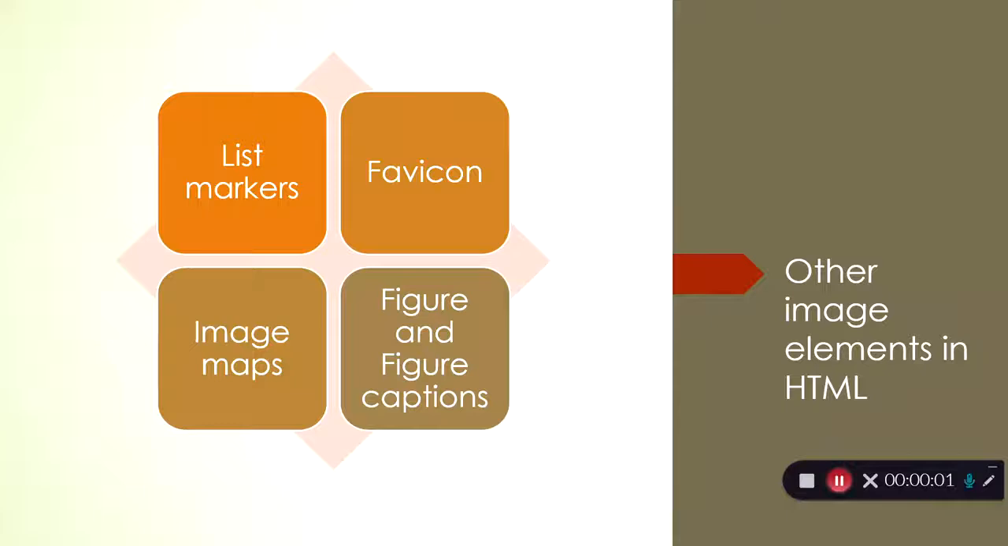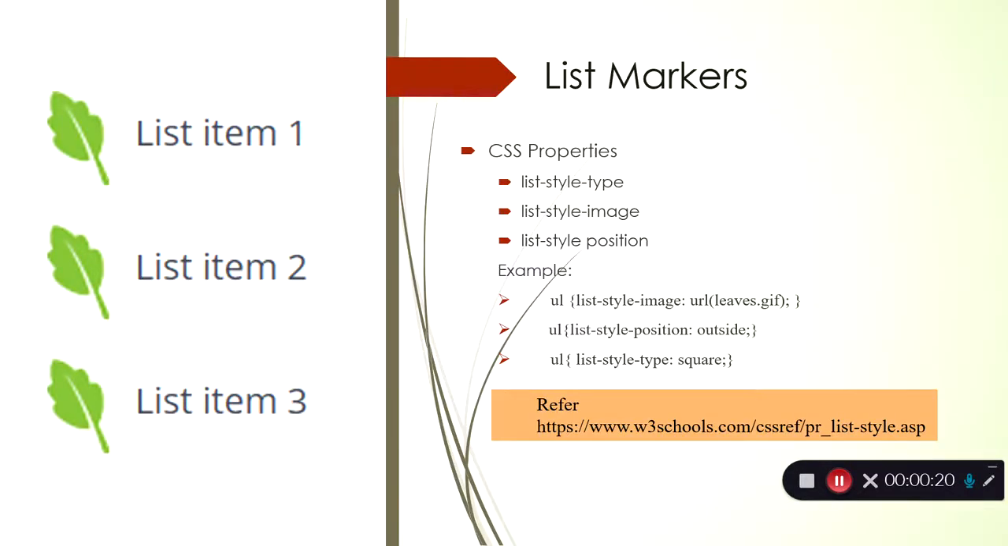Hello everyone. In this video you are going to learn some advanced image elements, like how to use an image for a list, how to use a favicon, how to make images clickable elements, and then the figure and figcaption elements. So first let's look at the list marker, that is, how to use an image for a list or how to change the default list markers.